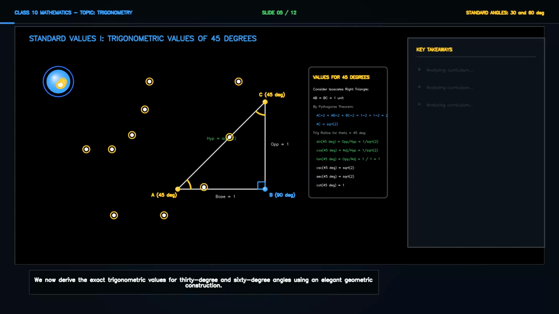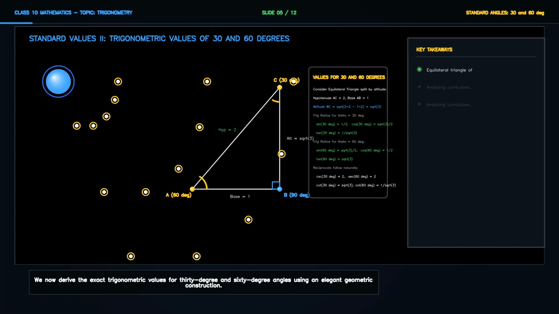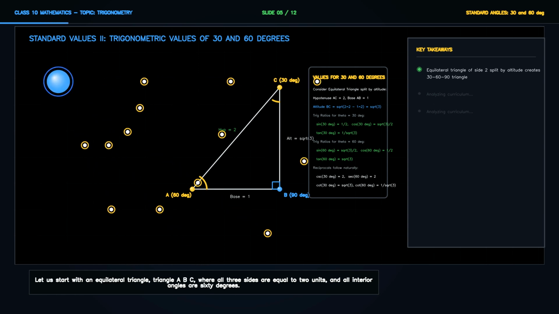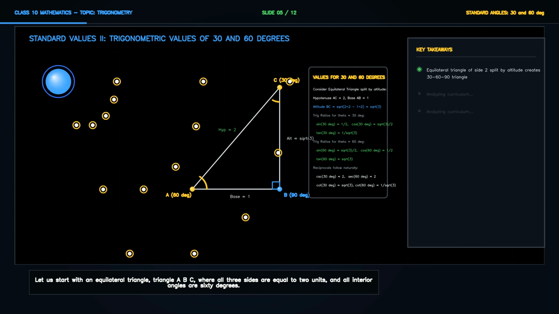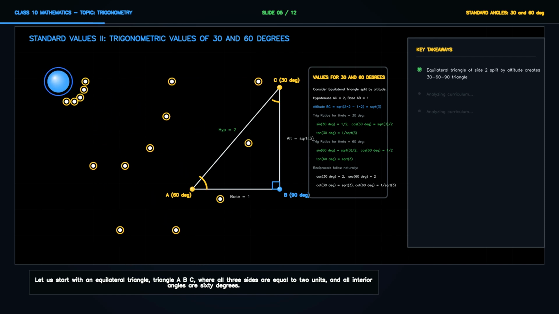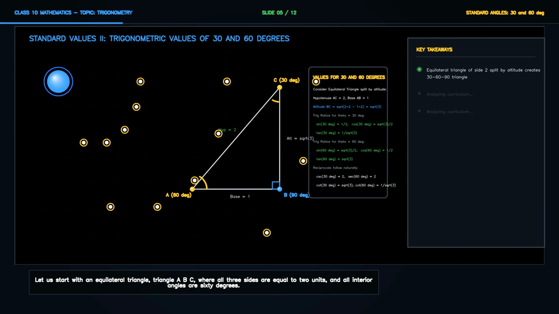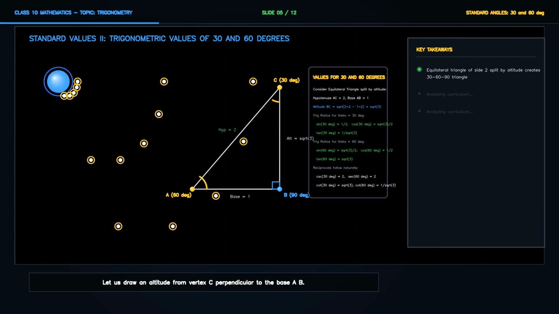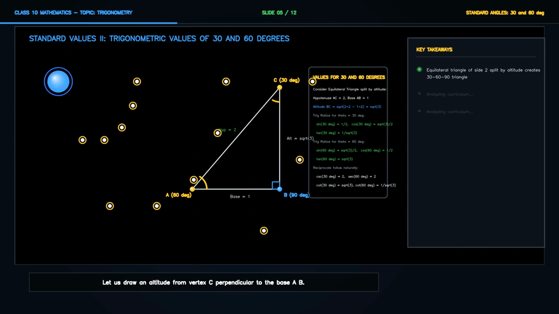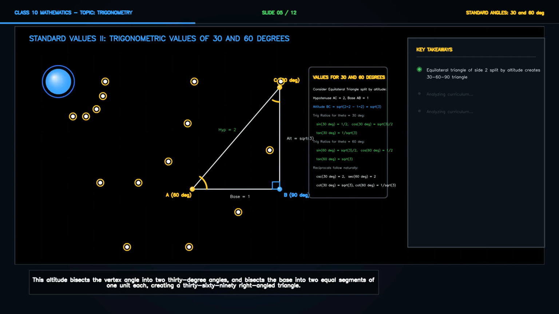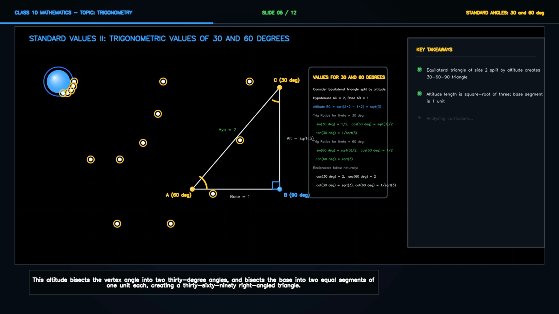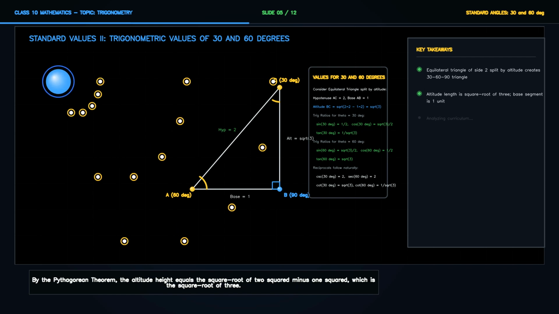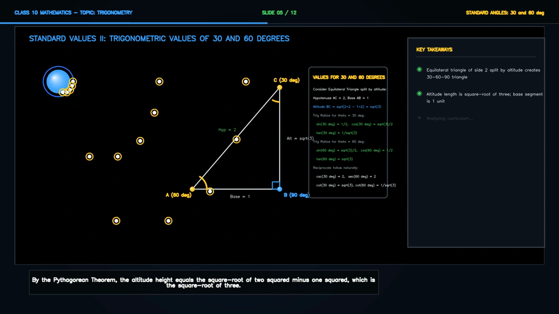We now derive the exact trigonometric values for 30-degree and 60-degree angles using an elegant geometric construction. Let us start with an equilateral triangle, triangle ABC, where all three sides are equal to 2 units, and all interior angles are 60 degrees. Let us draw an altitude from vertex C perpendicular to the base AB. This altitude bisects the vertex angle into two 30-degree angles, and bisects the base into two equal segments of 1 unit each, creating a 30-60-90 right-angled triangle.